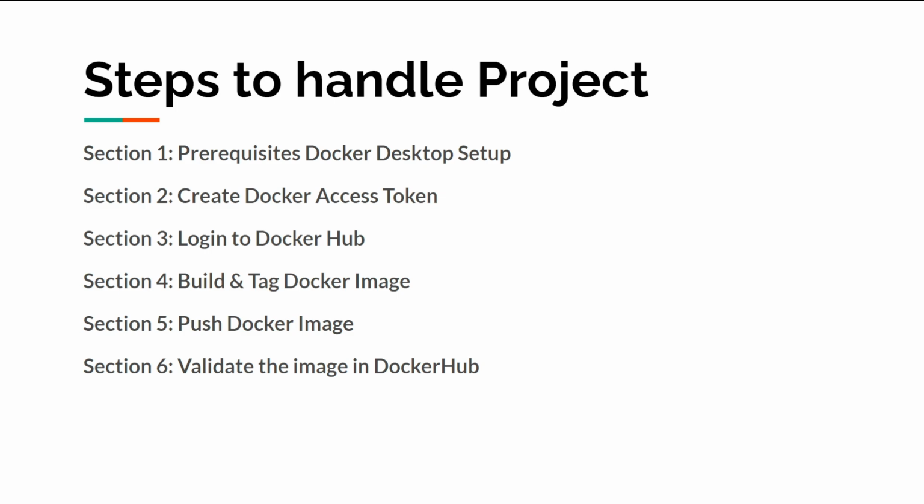So the steps involved in this project, basically the prerequisite is that Docker Desktop should be running. Then we'll create a Docker access token to configure on your system, which will take the login to the Docker Hub, and then you can push your image. So then we'll make the login command, then we'll build and tag your Docker image, then we'll do the push of the image.